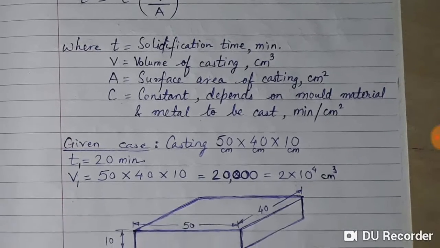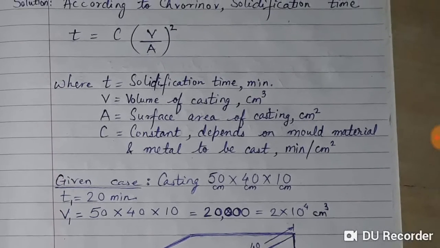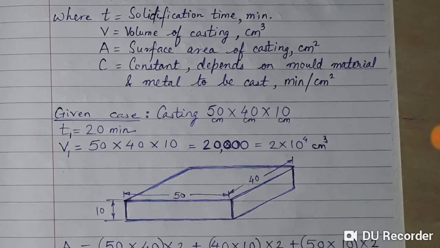So in the given case, the size of the casting is given as 50 into 40 into 10 centimeter cube, and the solidification time is given as 20 minutes. So first we will calculate the volume, as in the formula we require volume and surface area. Starting with volume, since it is three-dimensional, 50 into 40 into 10 is 20,000. We can write 2 into 10 raised to 4 centimeter cube, or 20,000 centimeter cube also.